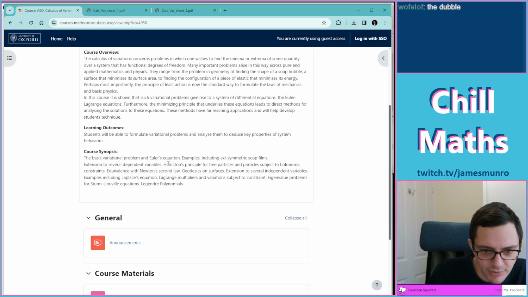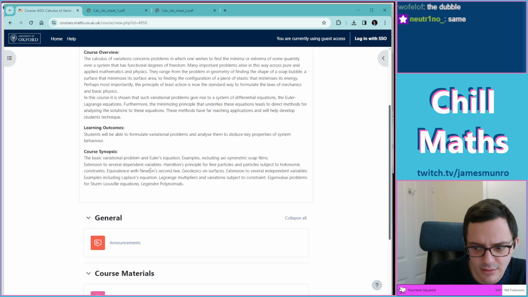Several dependent variables. How does the principle... I can't remember which one that is. I'm really bad at names of things, especially when the names are people's names. Is it just how Hamiltonian dynamics works? Oh, I can't remember. Okay, good revision for me. I also can't remember what holonomic means, but that's okay.